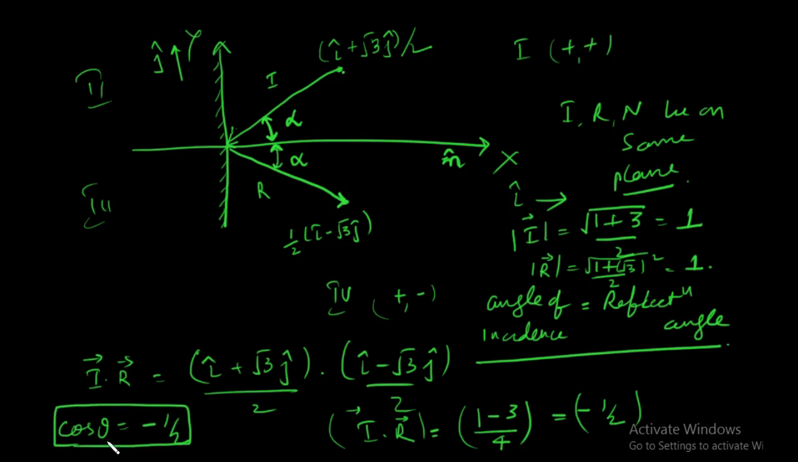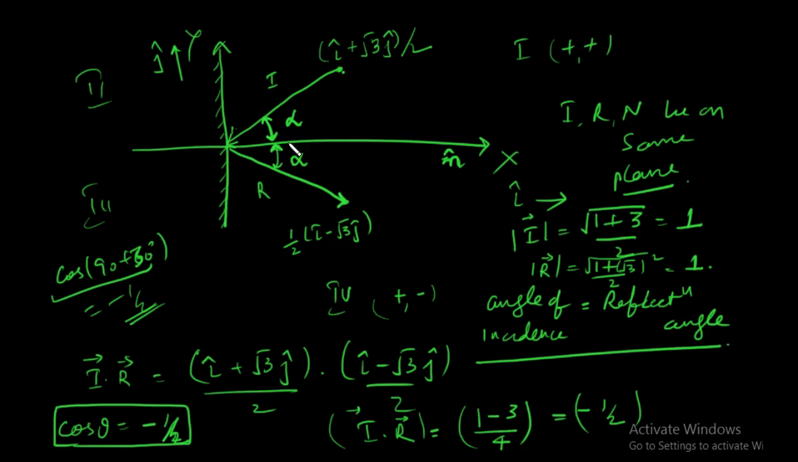And when is cos theta minus half? Cos theta becomes minus half when 90 plus 60, when the angle is 150. Okay, since cos of 90 plus 30, sorry, 120: cos A cos B minus sin A sin B, right? So this would be equal to minus half, right? 120. So the angle between I and R is 120.